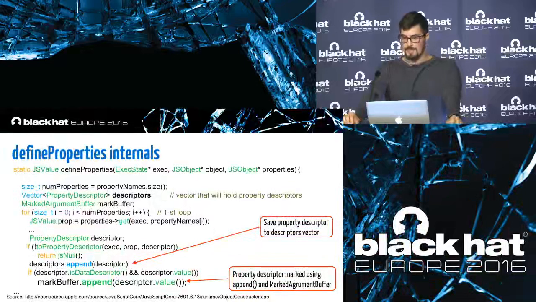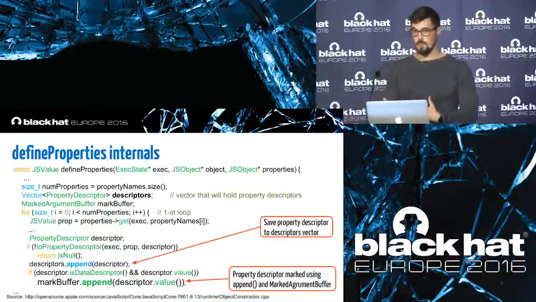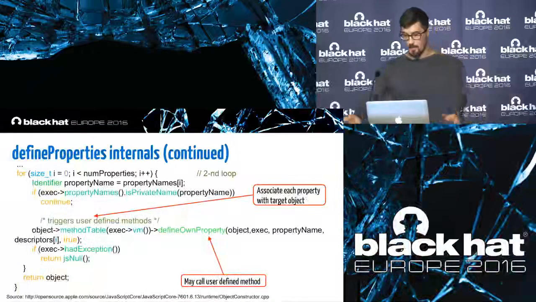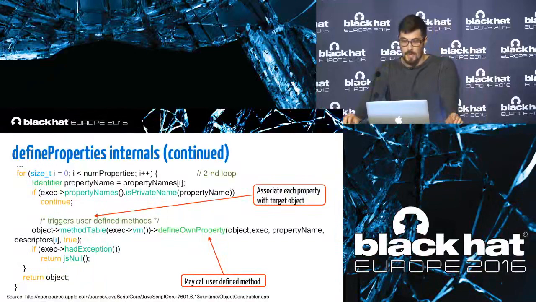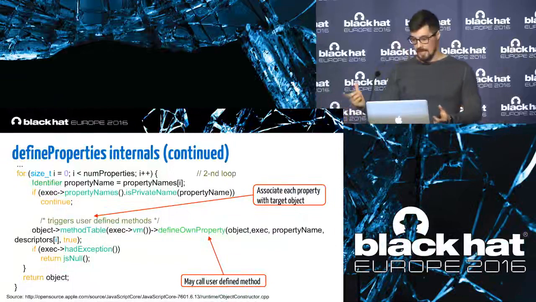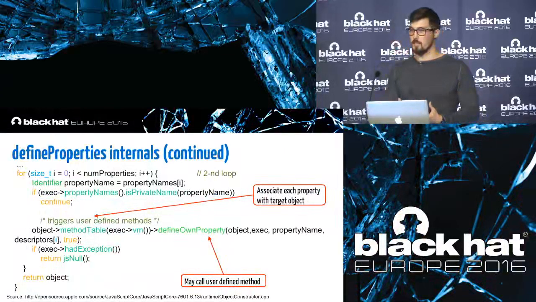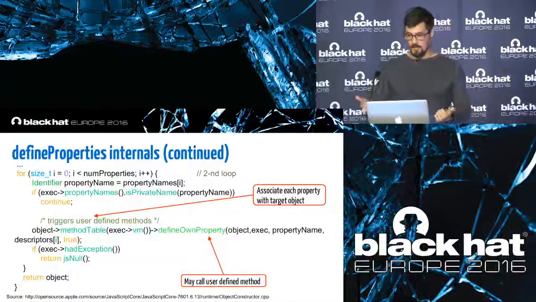And to make sure this reference to the property descriptor does not become stale, the MarkedArgumentBuffer mechanism is used, which makes sure this reference will not be deallocated during the next garbage collector cycle. And here is the second loop. The second loop runs after each property descriptor has been validated, and it uses the defineOwnProperty method to associate the user-defined property with the target object. And here's the problem, because defineOwnProperty may be used to call a user-defined method. And if in one of these user-defined methods a garbage collector cycle is triggered, it may lead to any unreferenced object on the heap being deallocated.